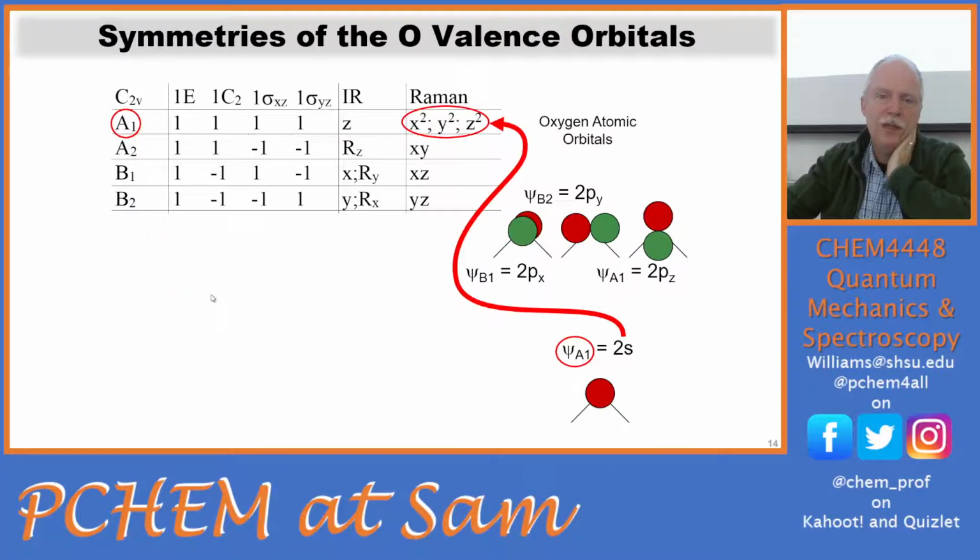These would combine with the oxygen valence orbitals. The 2s orbital is going to have the symmetry of A1 because it has, again, all of these squared elements. It's x squared, y squared, and z squared. And then the 2p, x, y, and z, they tell you what the symmetry are, x, y, and z. And so the x is going to be B1 because we have x on that row. The y is going to be B2, and the z is going to be A1.